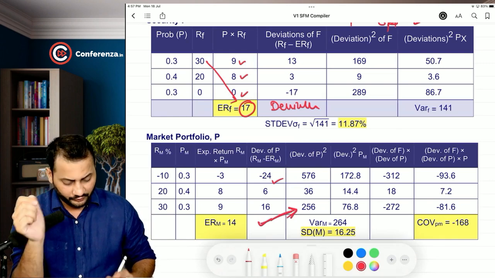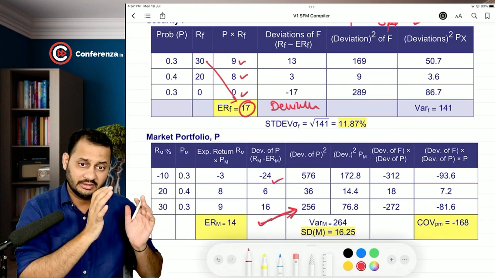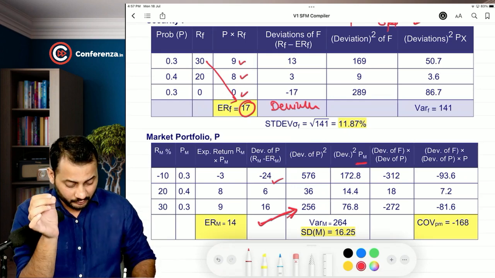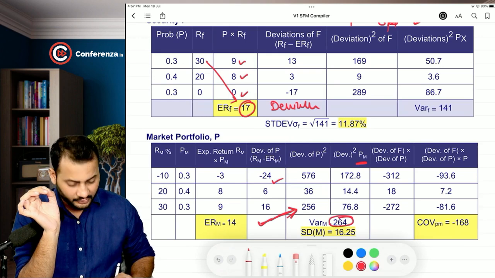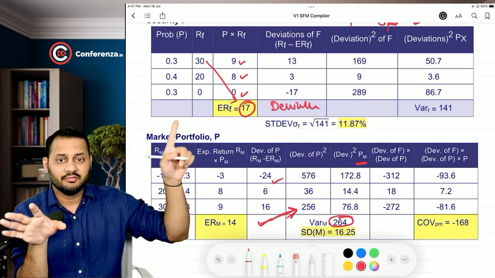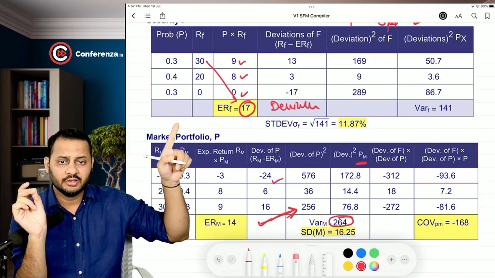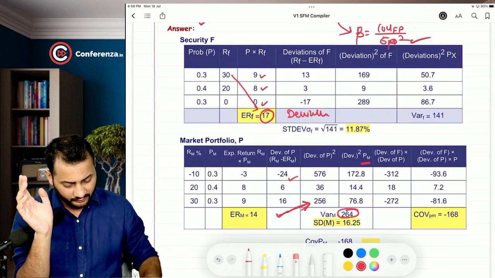You are going to do the square of the deviation, then multiply it with the probability. Do the total of it, 264. That's it. We have the deviation. Okay, then what are we going to do?